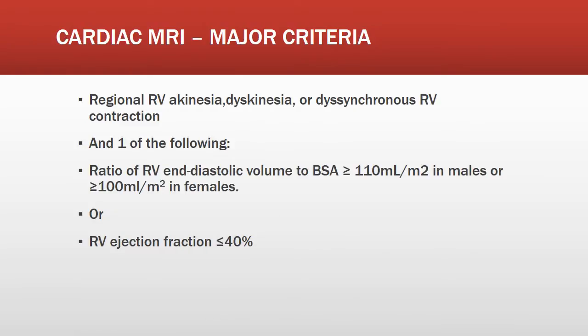Okay, now further structural features. Cardiac MRI, what are the major criteria? It's quite similar to echo, so regional RV akinesia, dyskinesia, or dyssynchronous RV contraction. And one of the following: a ratio of RV end diastolic volume to BSA of more than 110 mils in males, or more than 100 milliliters in females, or an RV ejection fraction of less than 40%.